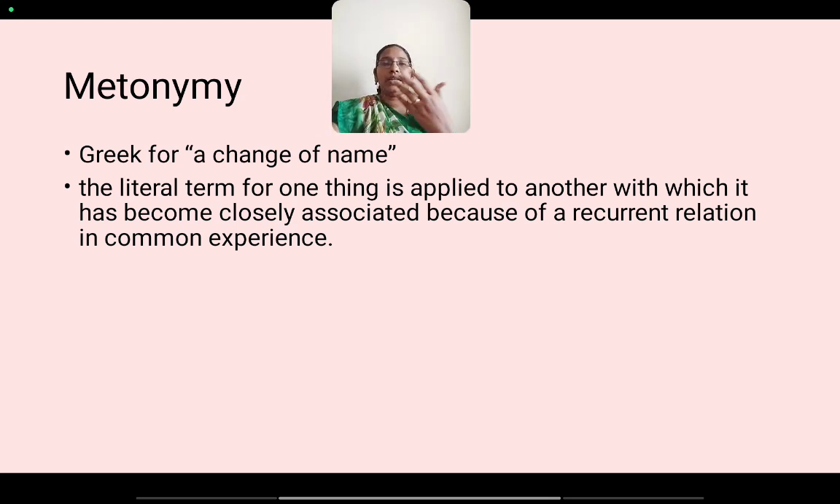For example, when you say a teacher, you always associate it with a woman. When you say a nurse, you always associate it with a woman, because it has been related to them for a very long time, or you have been exposed only to such persons. So when one name becomes synonymous with another object related to it, it is called metonymy. That is, a change of name.